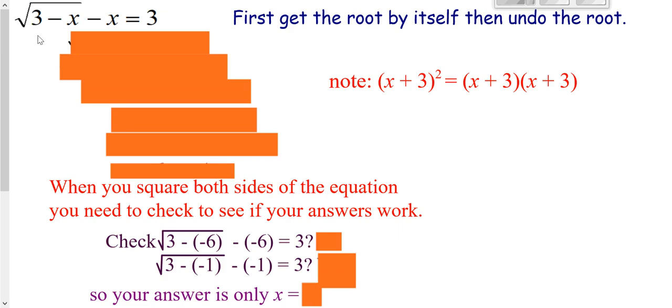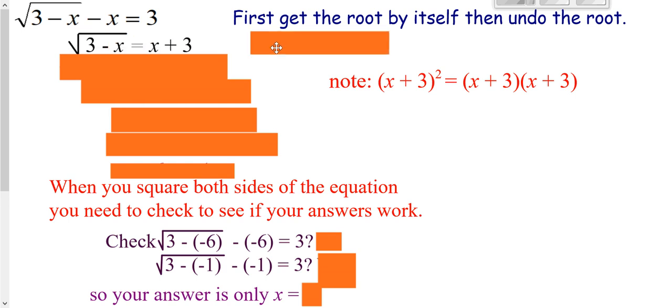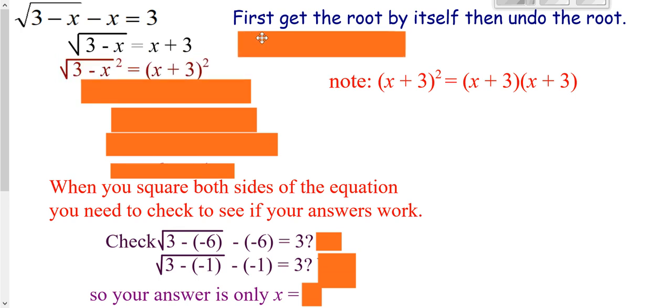So here we're going to look at solving a radical equation. A radical equation is one that has a root in it with variables under your root. For the most part, you want to get the root on one side by itself. So you want to get rid of this minus x. So add an x to both sides. Now that the root's on one side by itself, we want to undo that root. To undo a square root, we would square both sides.